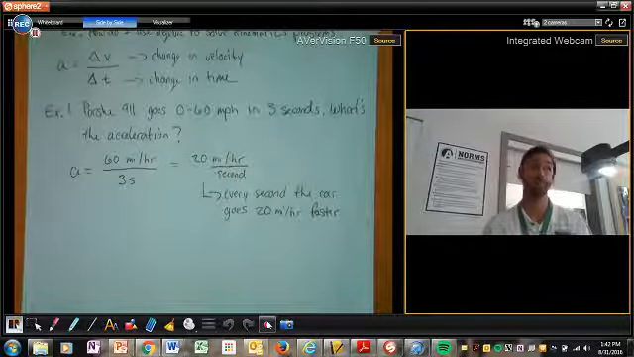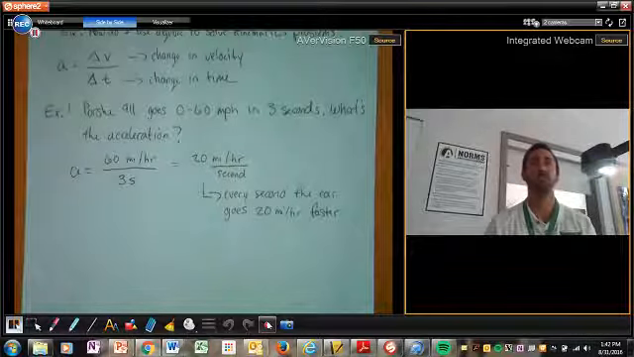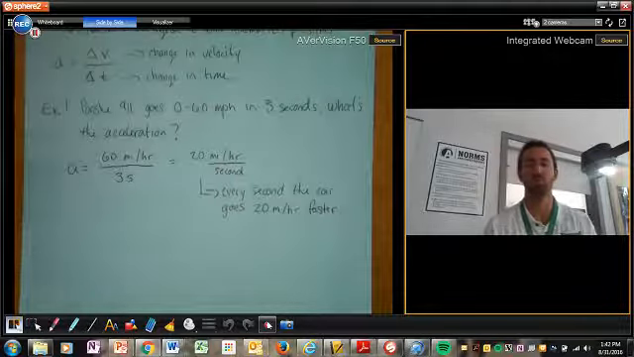Miles per hour per second, because it doesn't go 20 miles in a second. It just goes 20 miles per hour faster every second.